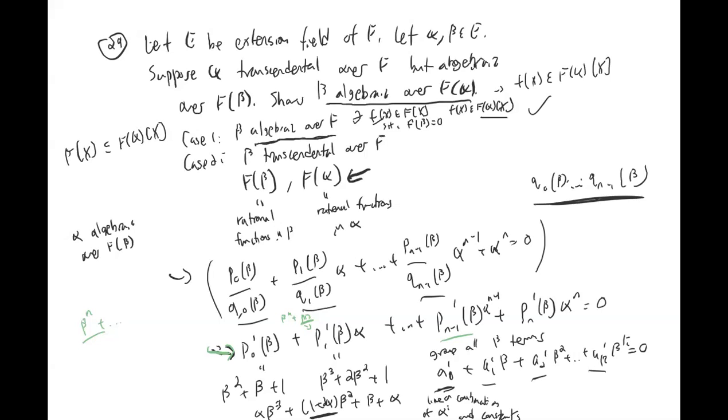So you see here that this thing is in beta, so it shows beta is algebraic over f of alpha, because all the constants here lie in f of alpha. So this question is just regrouping terms, if you like. You have terms in powers of alpha, and then you just regroup them into powers of beta. You're sort of swapping them.